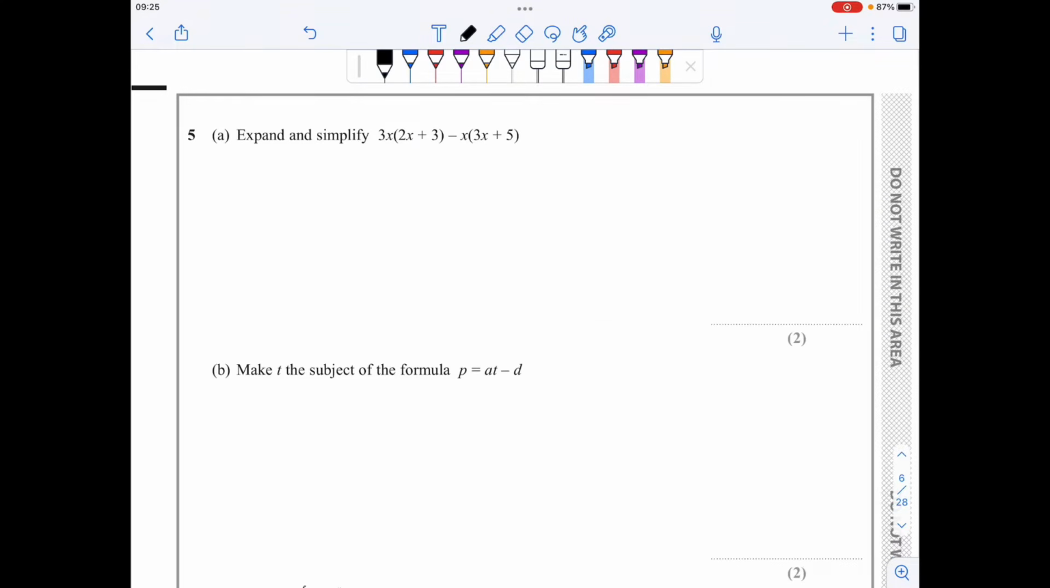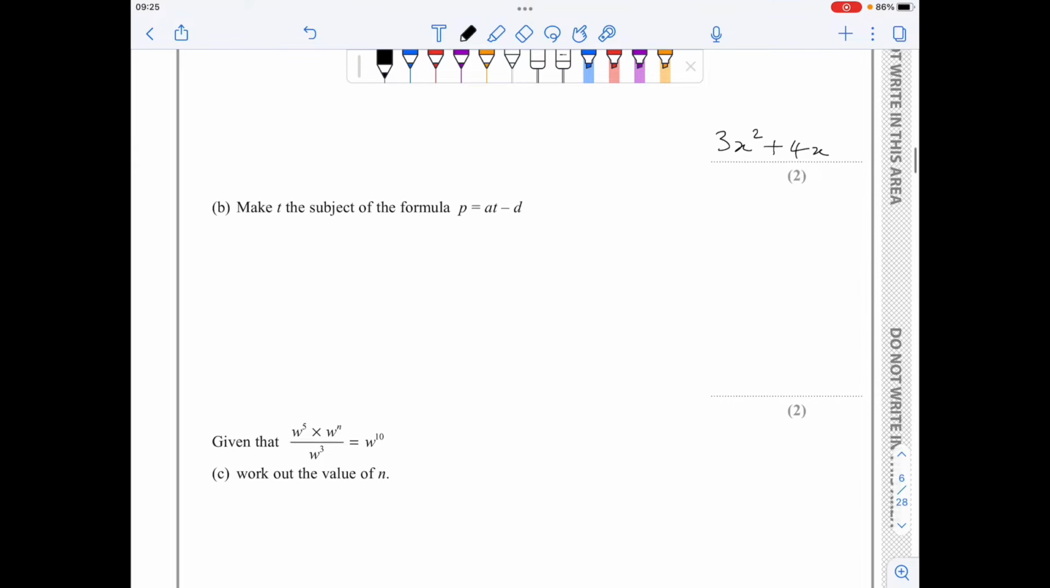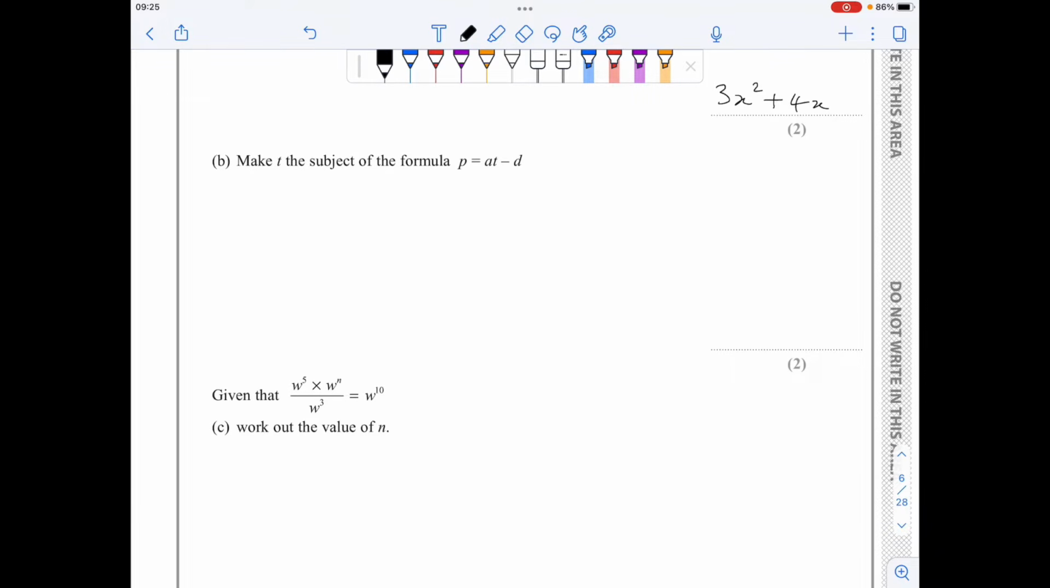For part A of question 5, I'll expand and get 6x squared plus 9x. The second expansion will give me minus 3x squared minus 5x, and if I simplify, I'll get 3x squared plus 4x. In part B, I need to make t the subject of the formula, so I'll take d to the left. P plus d equals 8t, so t is equal to p plus d over 8, and that's the final answer.